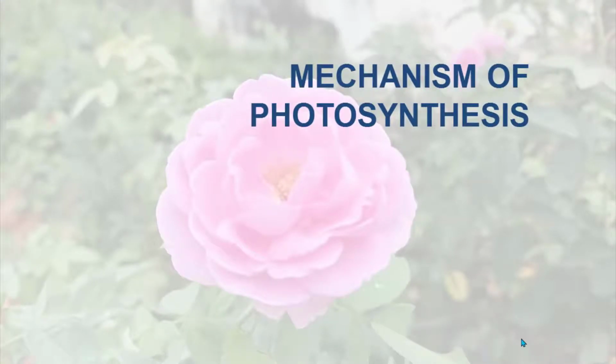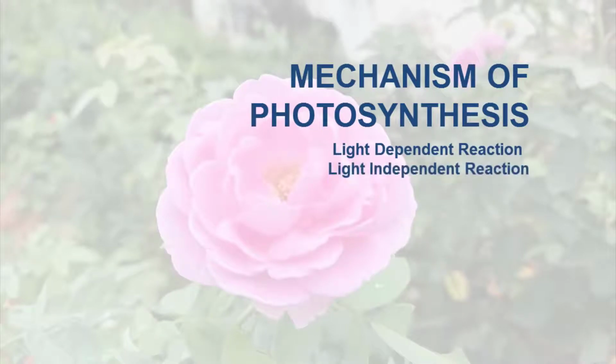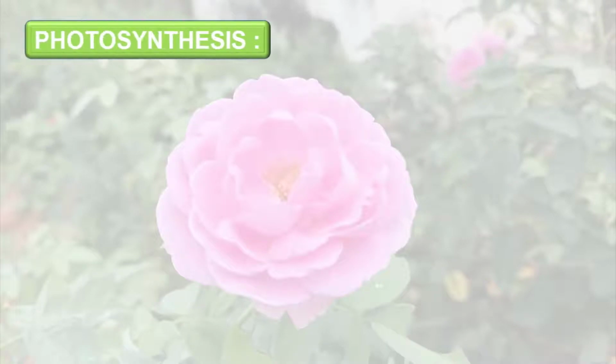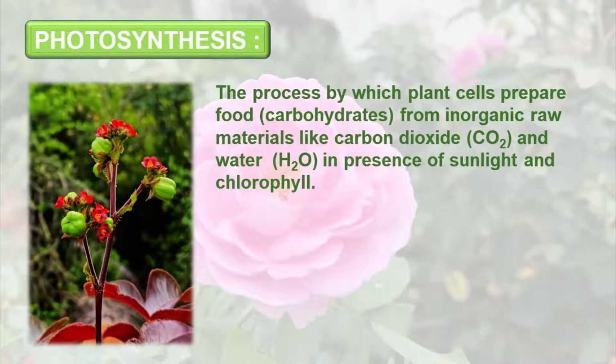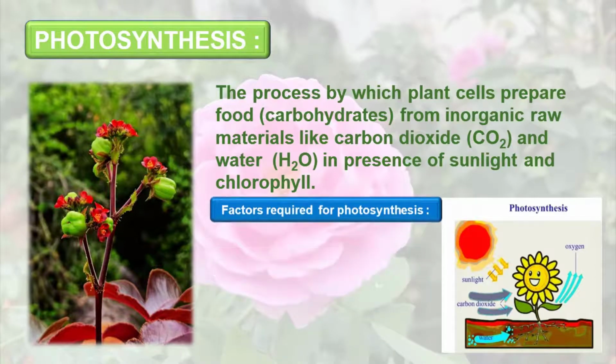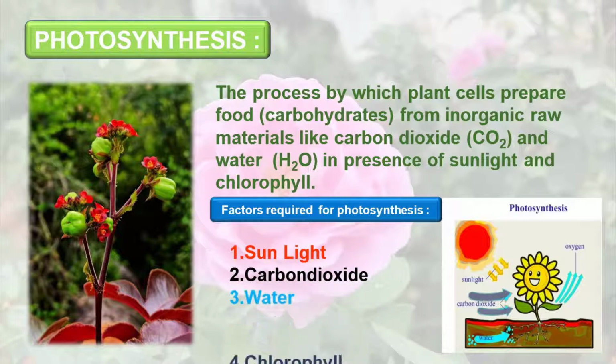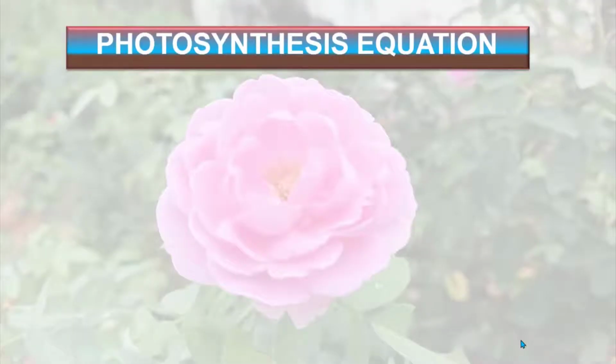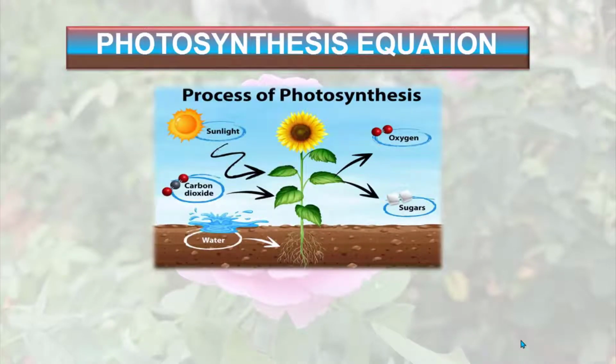Now we will know the mechanism of photosynthesis, in that light dependent reaction and light independent reaction. Photosynthesis is the process by which plant cells prepare food from inorganic raw materials like carbon dioxide and water in presence of sunlight and chlorophyll. Factors required for photosynthesis are sunlight, carbon dioxide, water, chlorophyll. The process of photosynthesis is very complex. There are several steps in it and several intermediary compounds are formed.